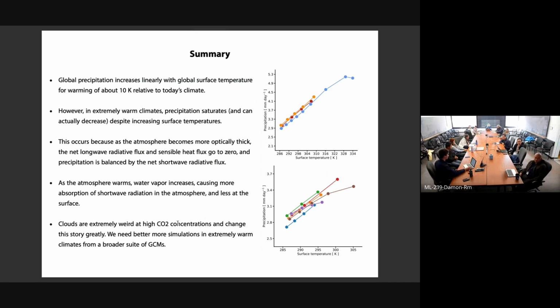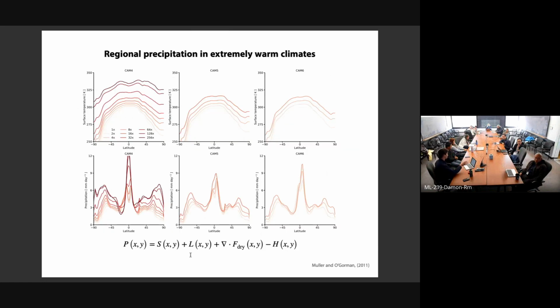And so this was all the global story, and I just want to end with a more regional perspective as well. You can make an equation here that says precipitation is balanced by the net shortwave radiation at the top of the atmosphere and the surface, the same with the longwave, that dry static energy flux, and then any sensible heat flux changes. And this allows you to look at precipitation from a regional energetic perspective as well.